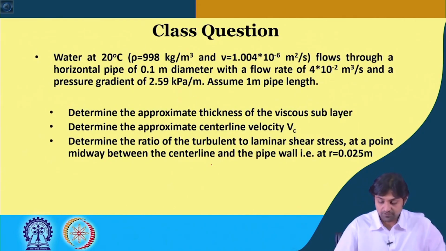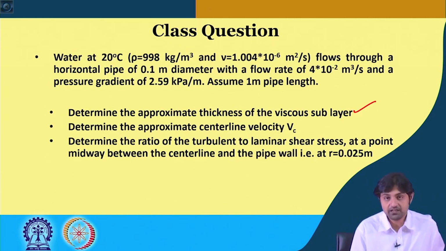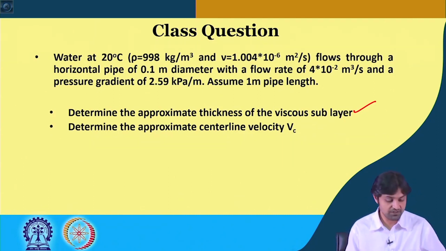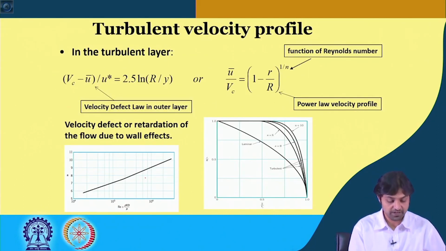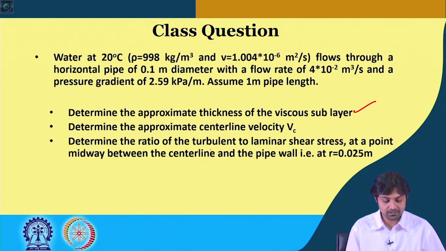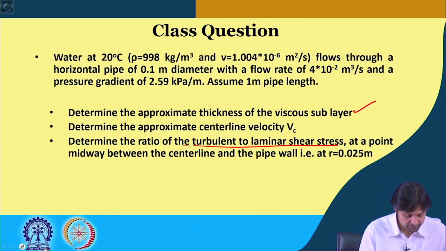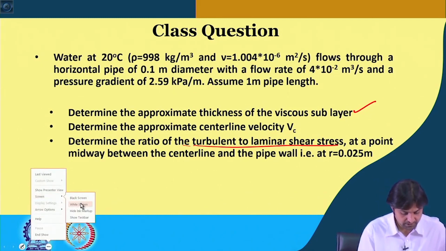All right. If we find the thickness of viscous sublayer, we will also find the center line velocity, and for finding center line velocity we had these curves here. We can find n first and then using n we can find the center line velocity, and the best part is that we will be able to appreciate by finding out the ratio of the turbulent to laminar shear stress at some point. Okay. So, we will solve this question in this lecture and we will finish this particular lecture after the solution. Okay.